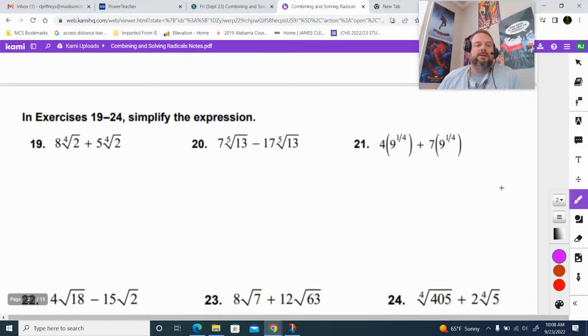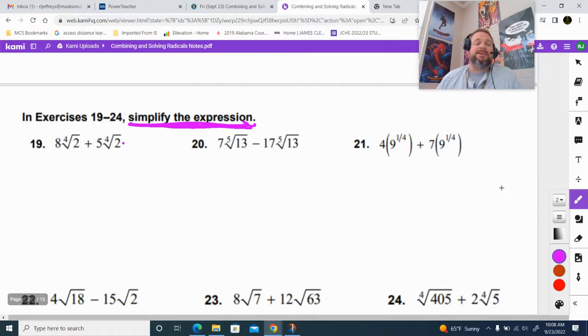Number 19 says simplify the expression. You may see these directions again. I want y'all to know these directions, that way when you get to said test next Wednesday, you're not confused by said directions. Two of the four people that had problems with that were not listening.